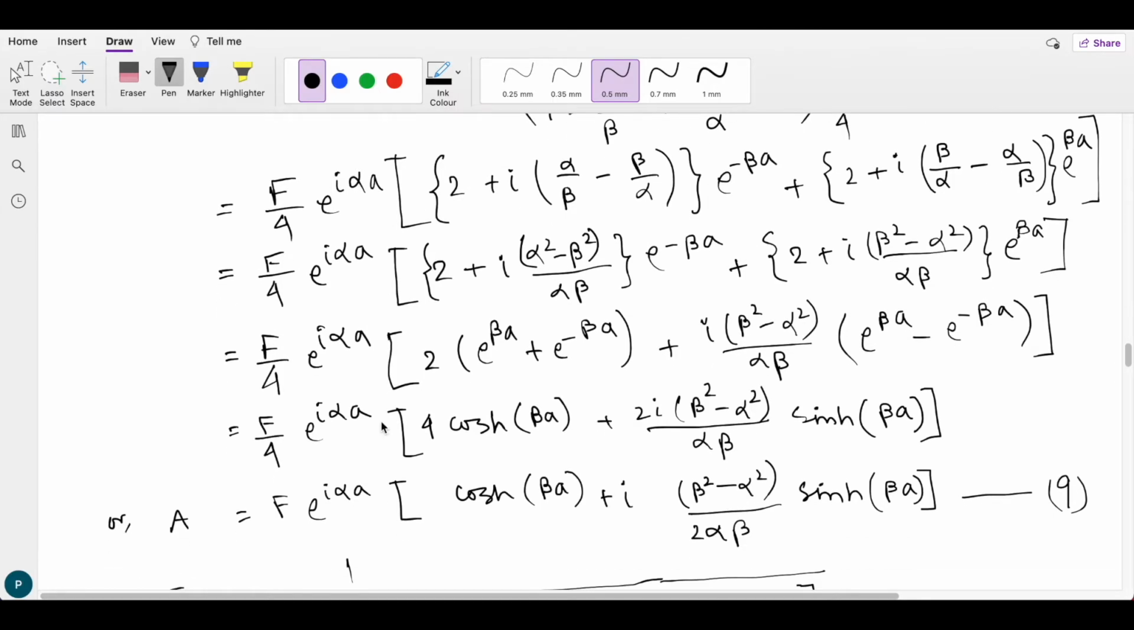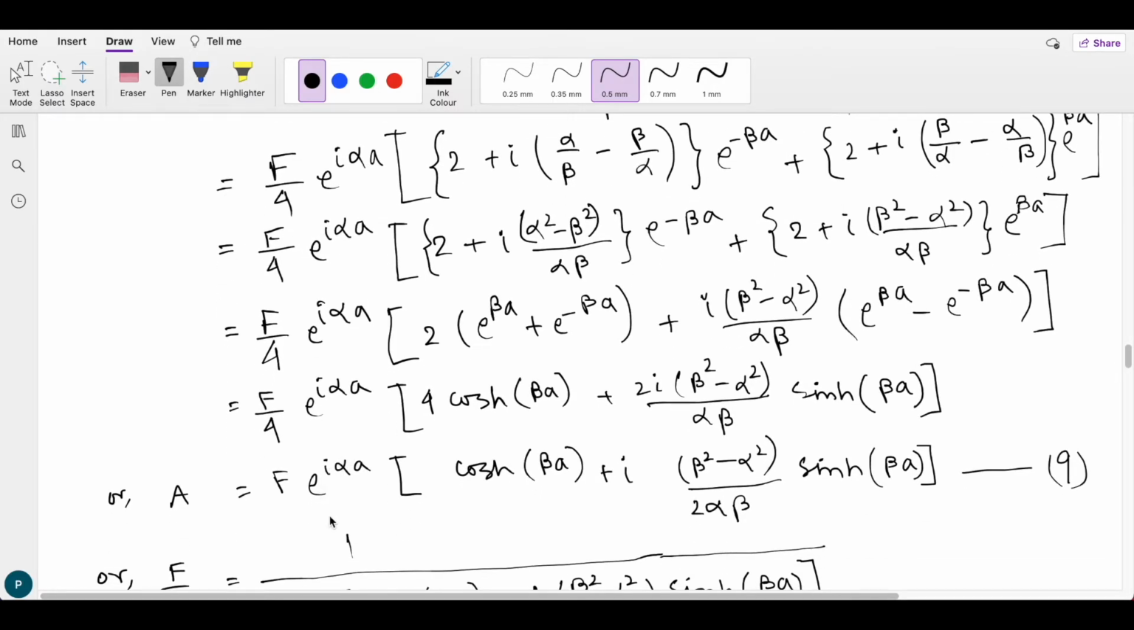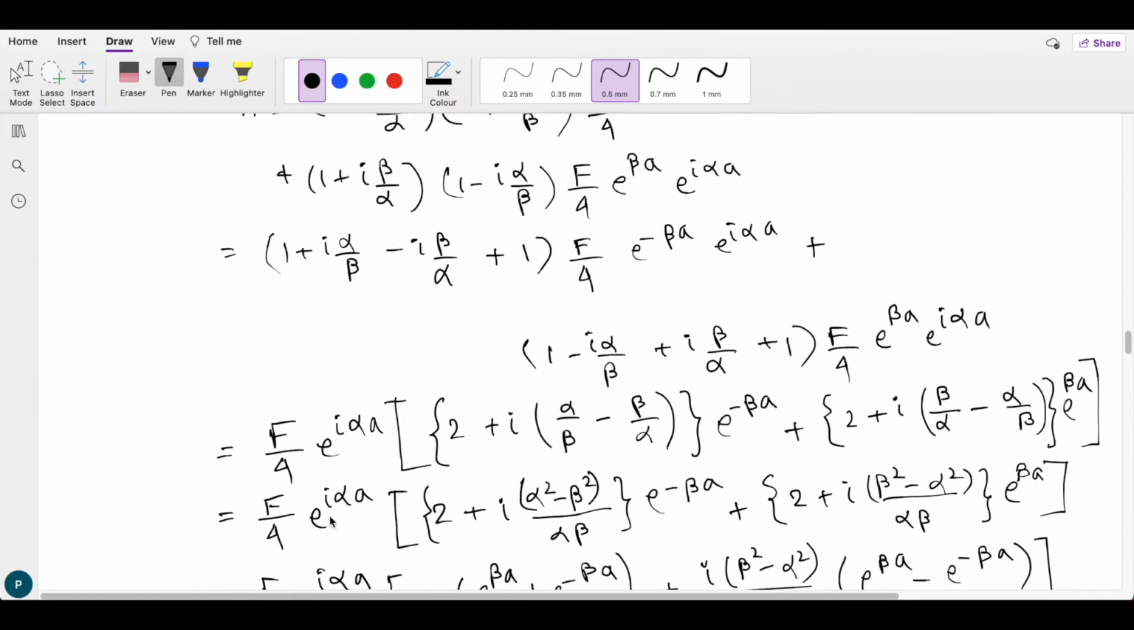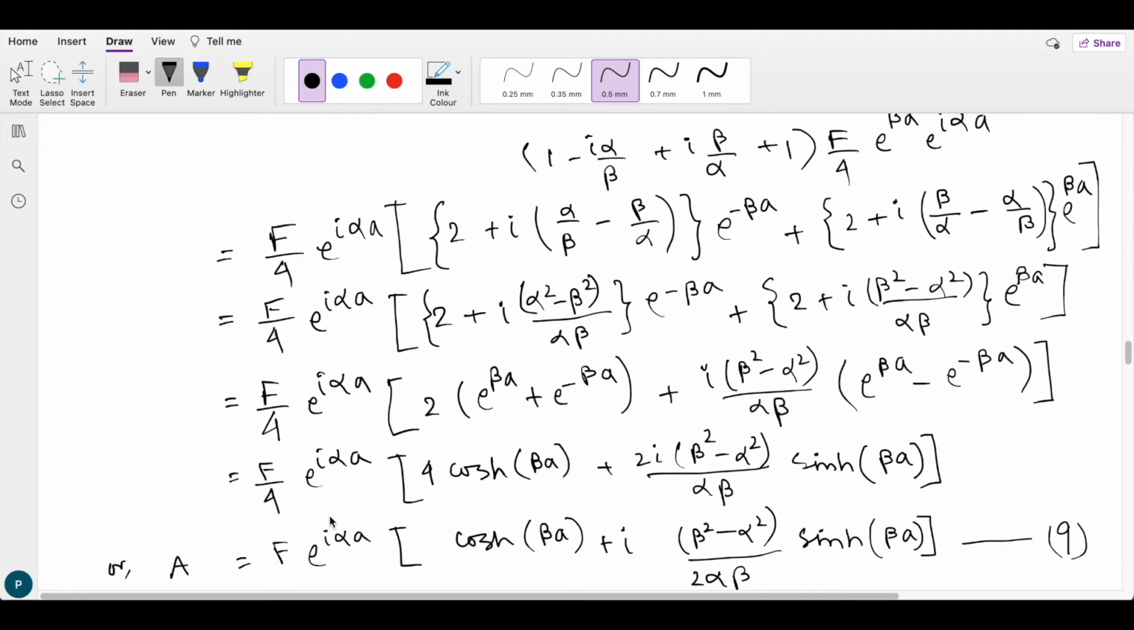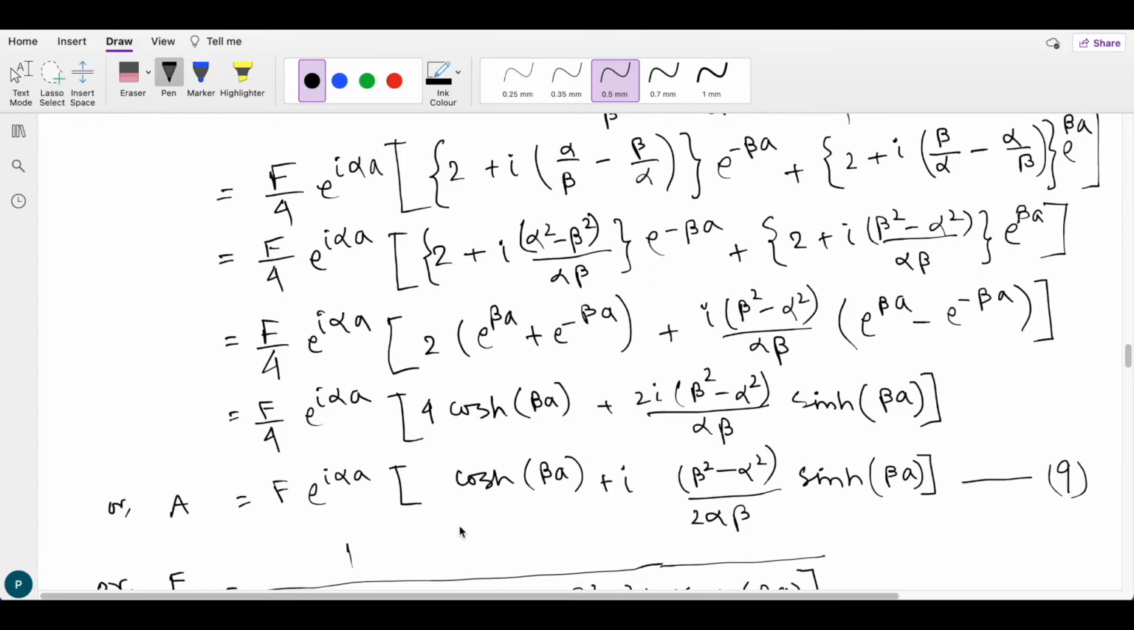and come up with the solution that a equals f e to the power i alpha a times cos h beta a, that is the hyperbolic cos function, plus i times (beta square minus alpha square) by 2 alpha beta sin h beta a, that is the hyperbolic sine function. You can see the steps here. You can pause the video and see the steps if you don't understand it properly. I have done each and every step so that you can understand how I got this equation 9.